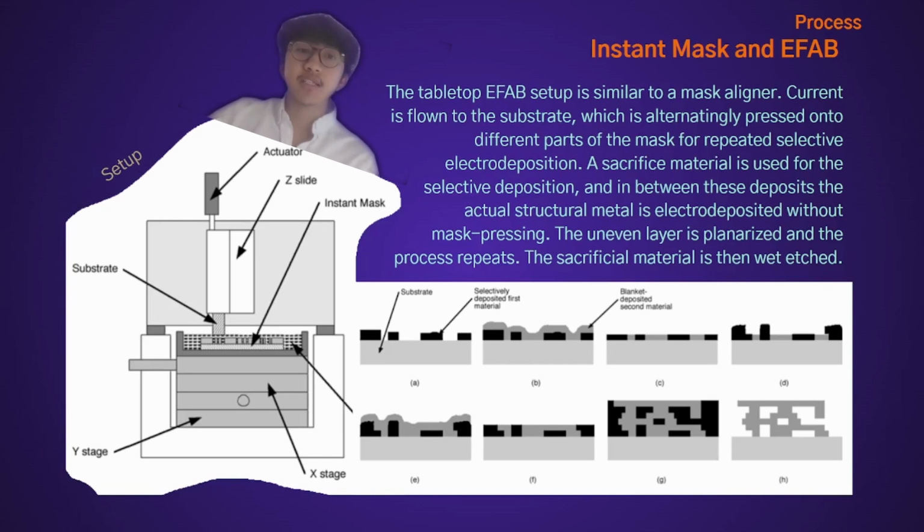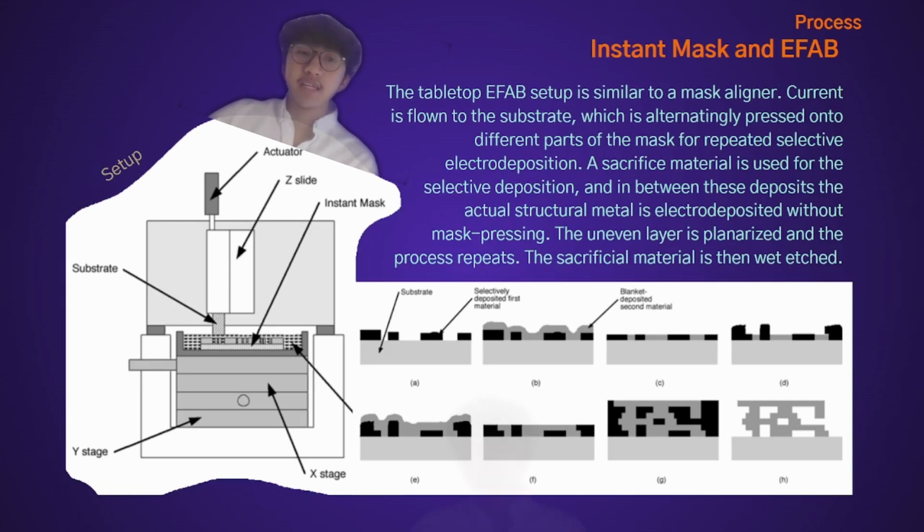And in this process, a select sacrificial material is selectively deposited using an inverted mask before the actual desired material is blanket deposited in the bath without mask contact. And because this layer will be uneven, it will be planarized first, and this process will repeat until all layers are formed before the sacrificial material is wet etched away, leaving only the desired structure that we want to create.